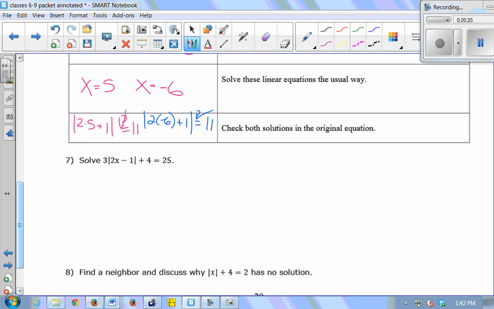What do you mean? Yes, we want to rewrite it without absolute values. No. Okay, this is a great question.